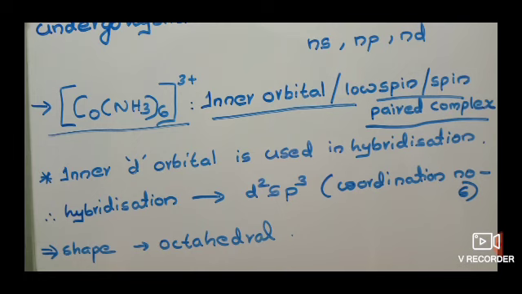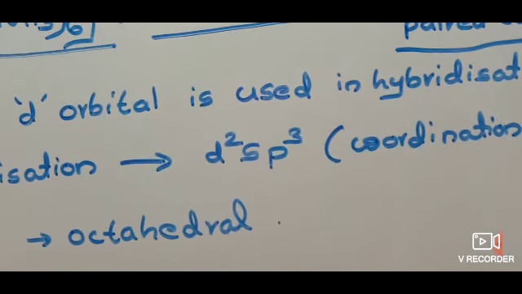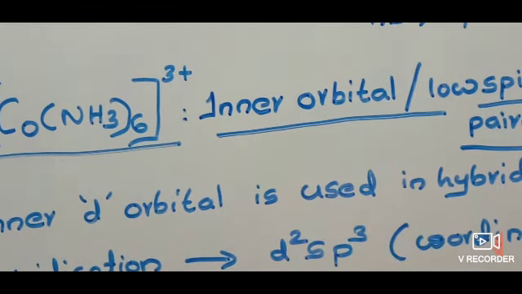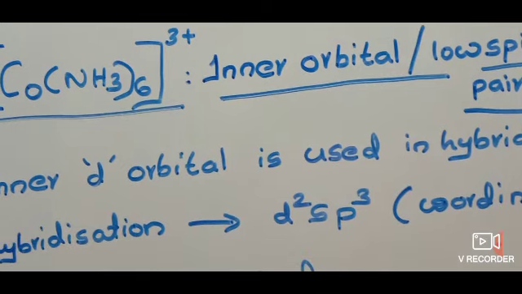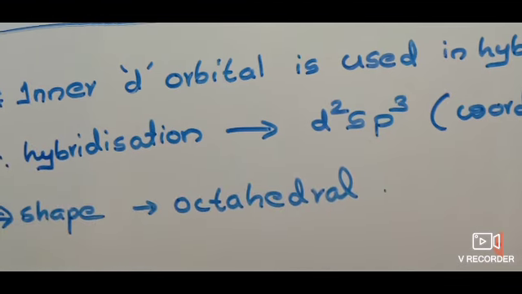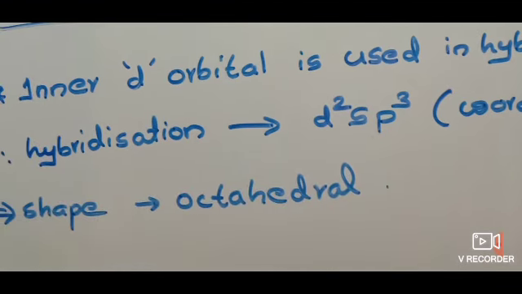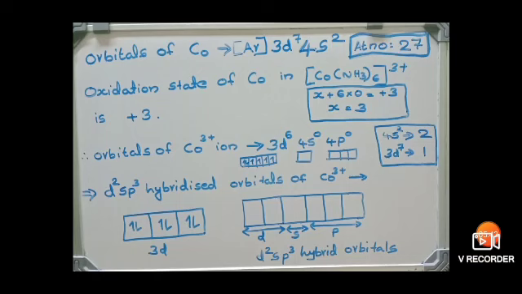As we already said, it is an inner orbital complex. It uses inner d orbitals for hybridization, and the hybridization of this compound is d2sp3. The reason is that it has 6 NH3 molecules, that is, the coordination number is 6, and it is using inner d orbitals for hybridization. Therefore, the hybridization is d2sp3 and the shape of that complex is octahedral. We can see how it forms d2sp3 hybridization.